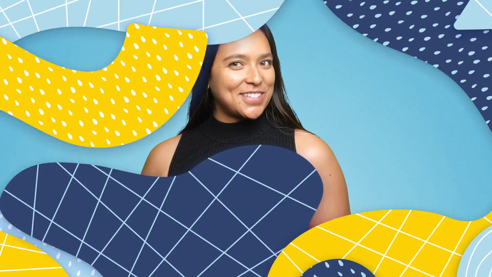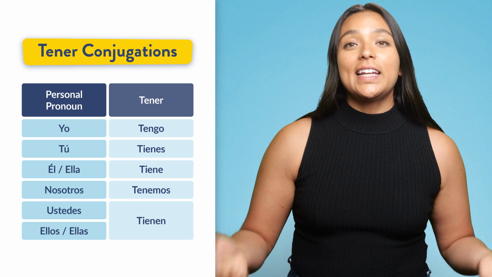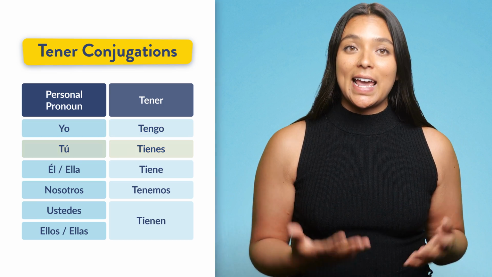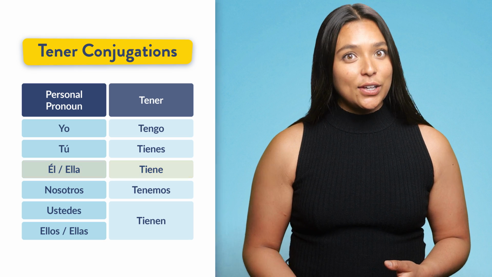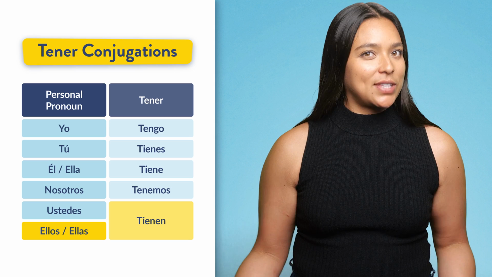Let's briefly go over the conjugations of ser and tener so you'll be ready to use these terms in a wide variety of conversations. For ser, the conjugations are yo soy, tú eres, él or ella es, nosotros somos, ustedes son, and ellos son. For tener, the conjugations will be yo tengo, tú tienes, él o ella tiene, nosotros tenemos, ustedes tienen, and ellos tienen.